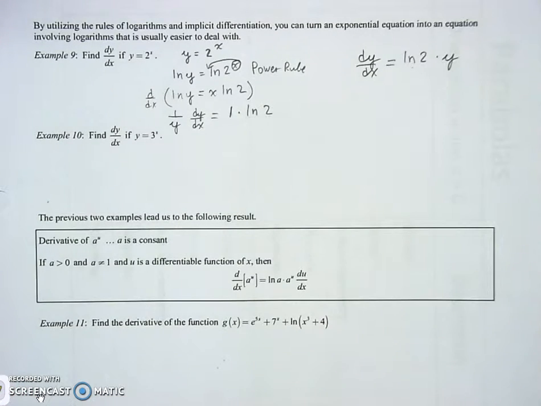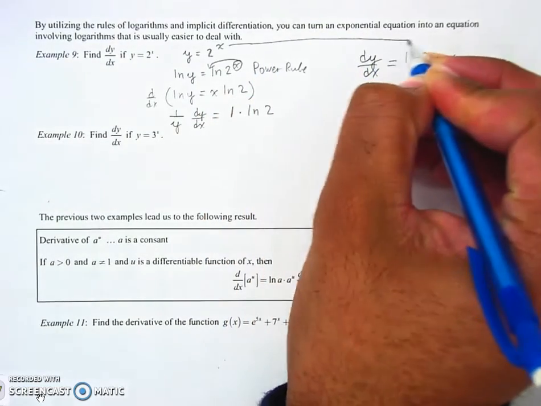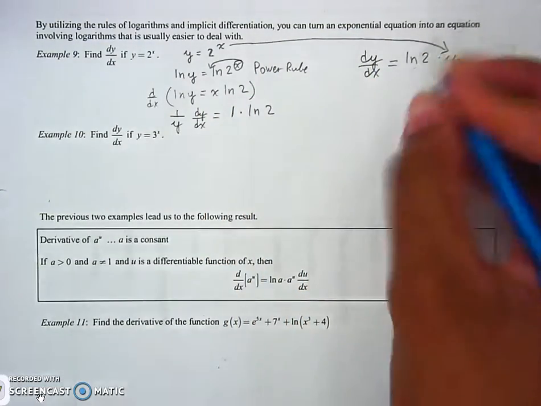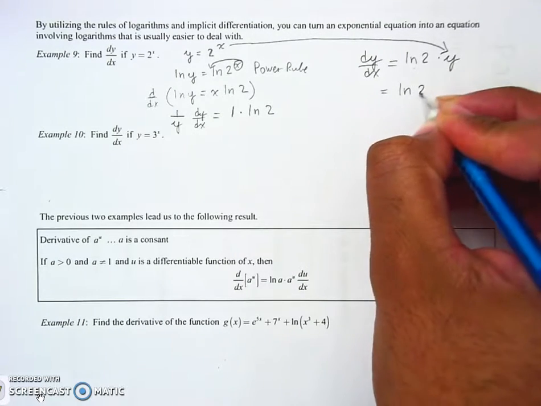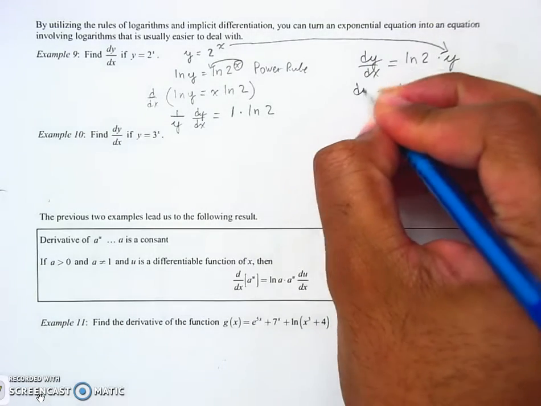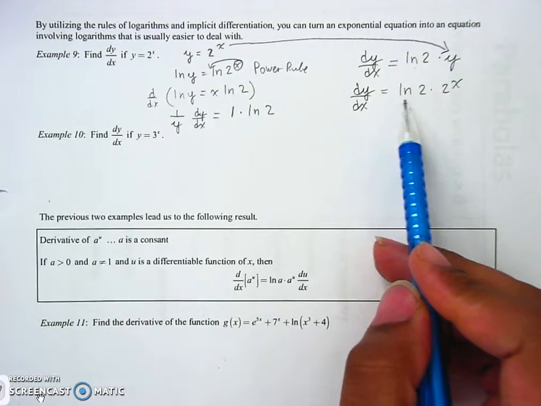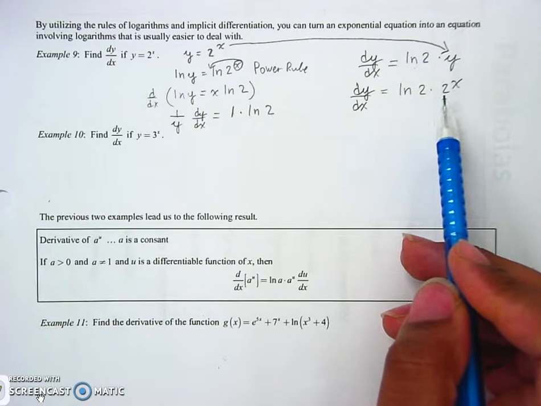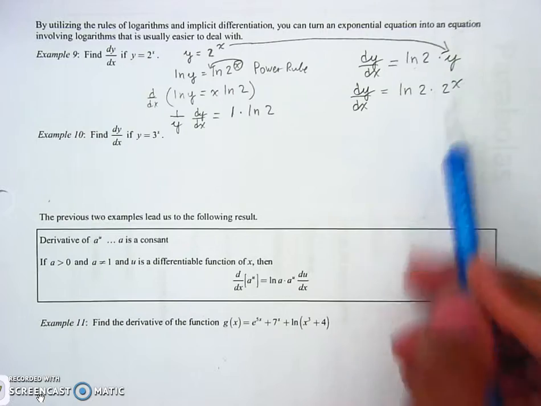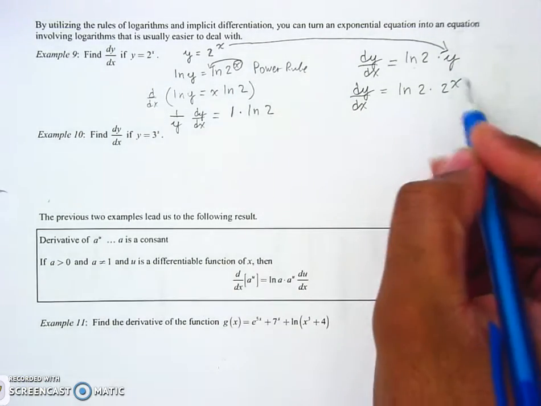Now again here, it's best not to keep y in the problem, so let's substitute what we know y is. From the original function, we know that y is equal to 2^x. So here, natural log 2 times 2^x, or, well, just keep it like that. And really, that's what our formula is going to be. It's going to be natural log of whatever number it is, times 2 to whatever the exponent is, times the derivative of whatever the exponent is.